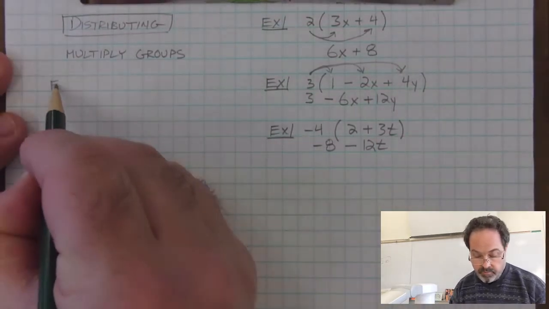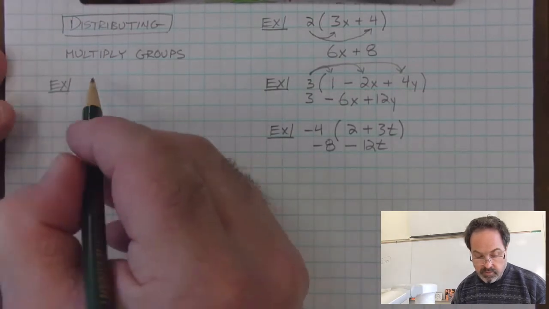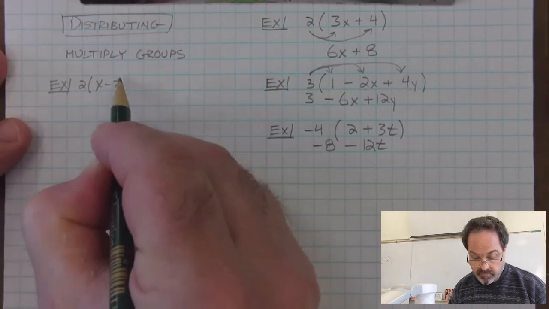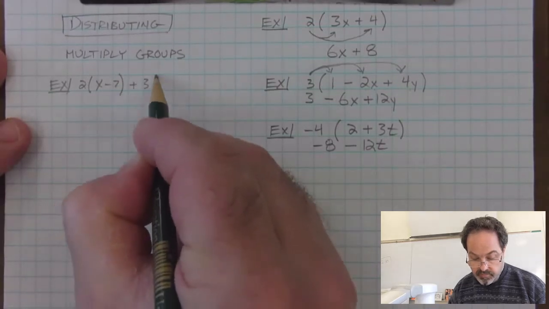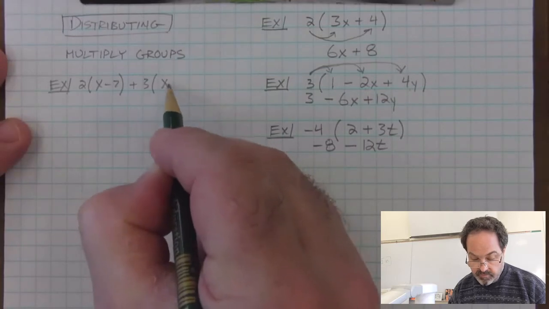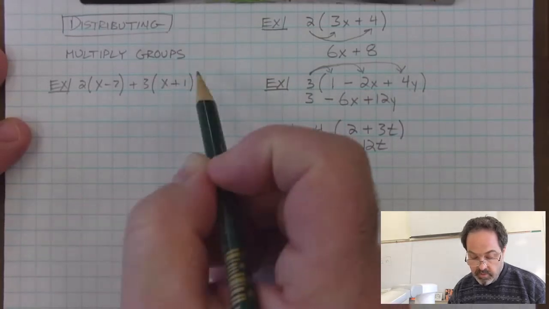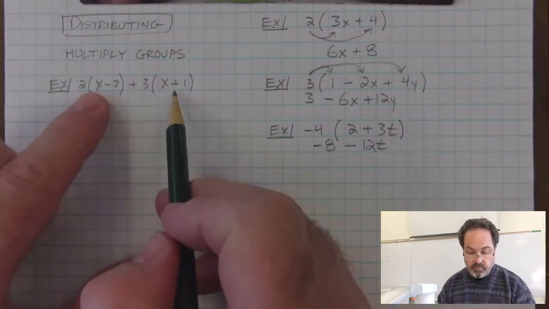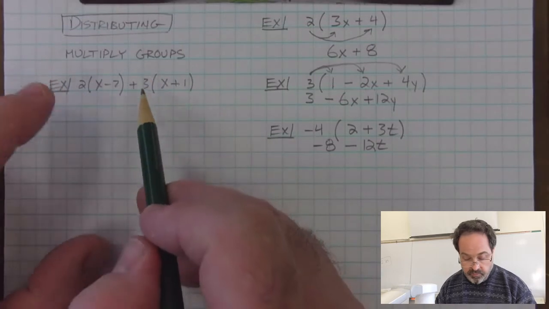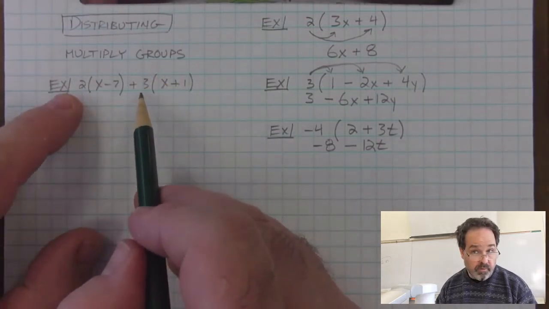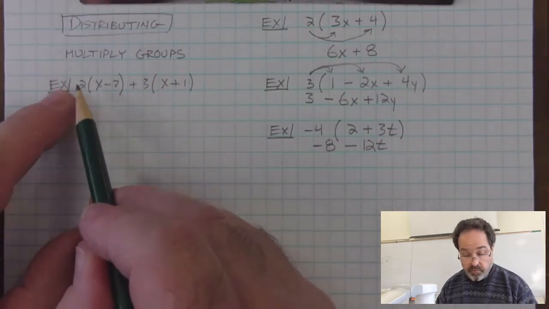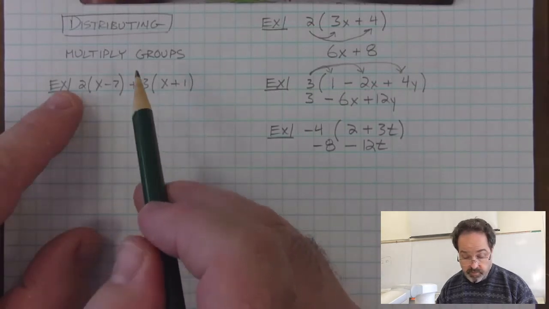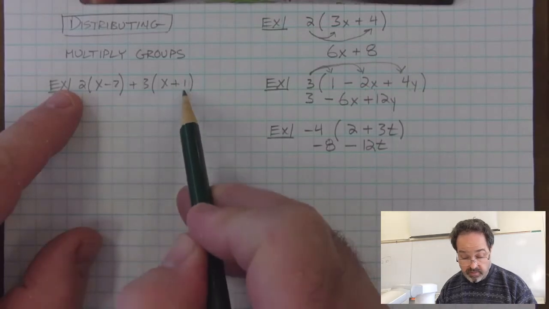A couple more examples. Get a little more sophisticated. 2 times x minus 7 plus 3 times x plus 1. In this mathematical expression, I have 2 groups, and they're each multiplying a different number. So I have the 2 to distribute to the x and the minus 7, and then separately the 3 to distribute to the x and the 1.